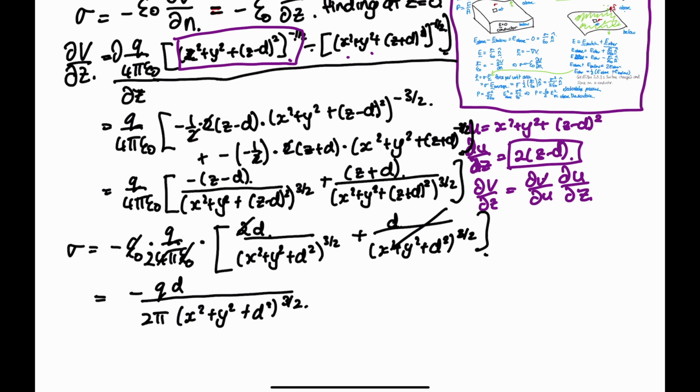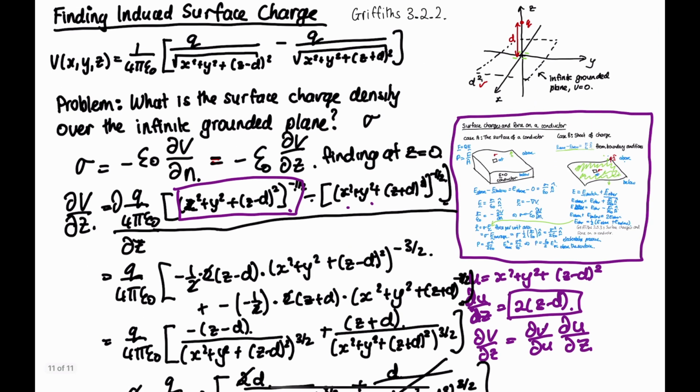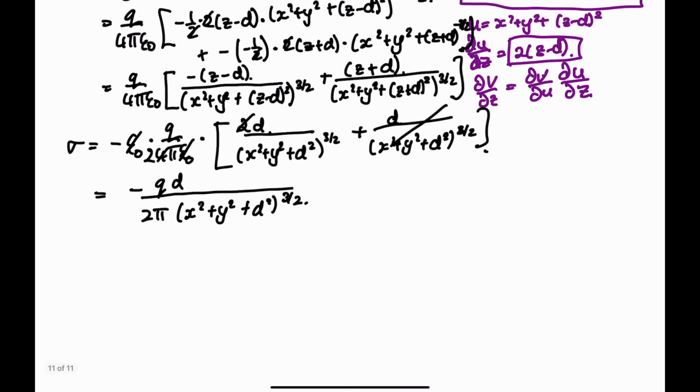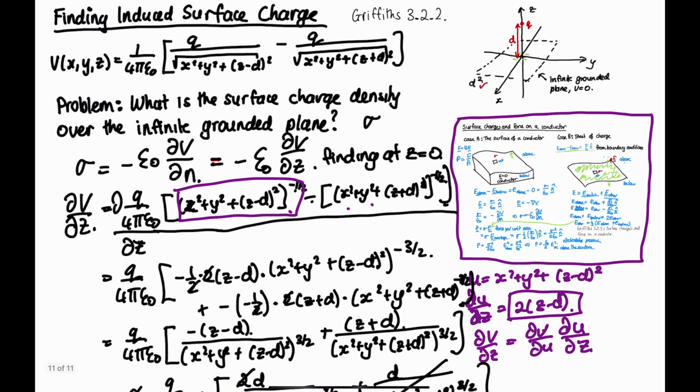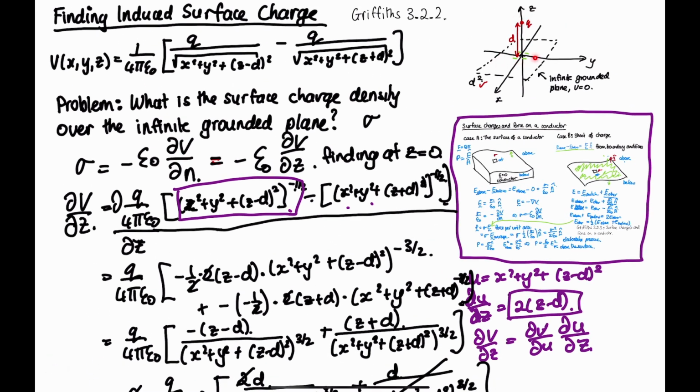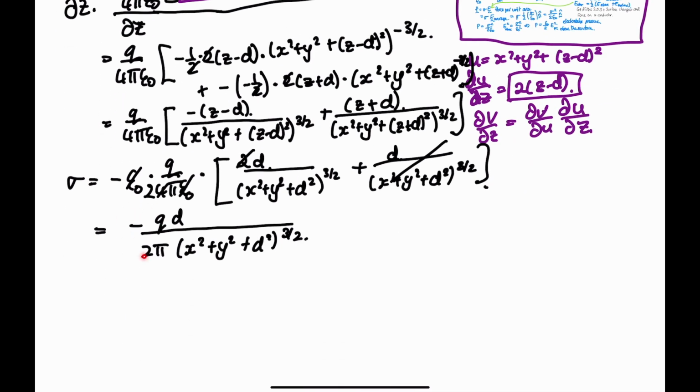Okay, so now we've got an expression for sigma. Now in physics, it's always a good idea just to make sure that this makes sense. Up here, we were saying that we'd expect there to be the most charge directly below this charge here. So that's at x equals 0 and y equals 0, we'd expect to have the most charge. And you can see this is a maximum when x is 0 and y is 0. We'd also expect that because this is a positive charge, we get an induced negative charge, and you can see this is indeed negative. So at least this answer seems to make sense.